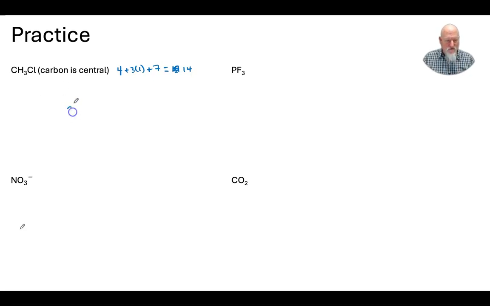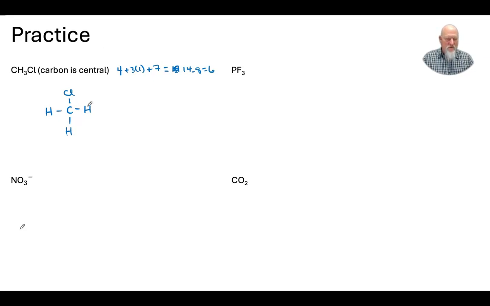So draw the skeletal structure. It doesn't matter what side you put the chlorine on. This isn't telling us where it is. It's just telling us what's bonded together. So when I do that, I use 8 electrons. 14 minus 8 is 6. I have 6 electrons I still have to put in this molecule.